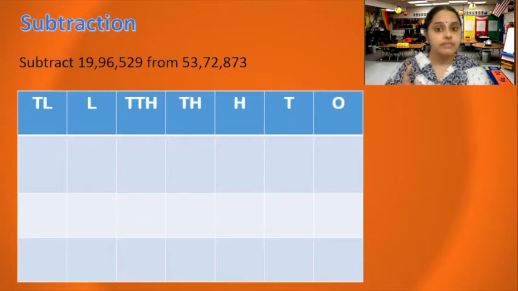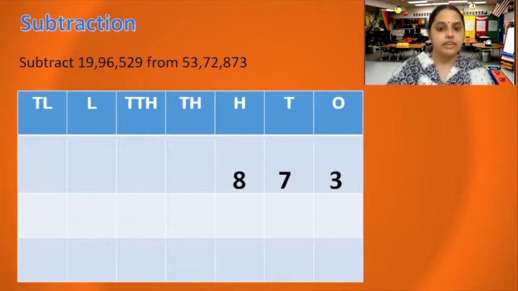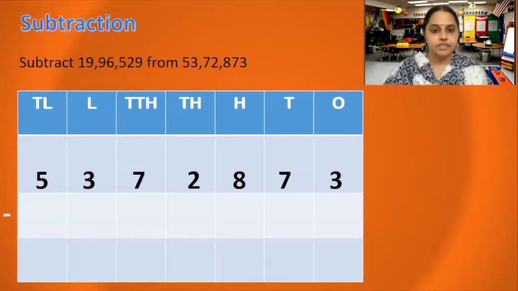So the same thing in subtraction also, we will place the number according to the place value. Where do we start from? We will always start from the ones place. So let us start. So 3, 7, 8, 2, 7, 3 and 5. So I have placed 53 lakhs 72,873 according to its place value.